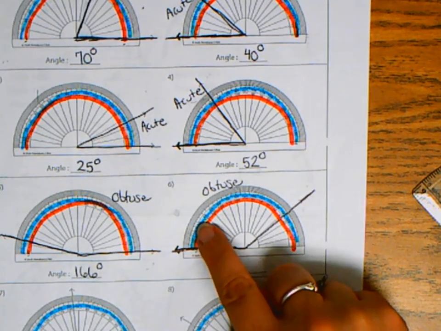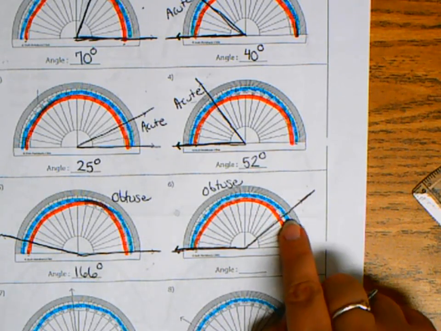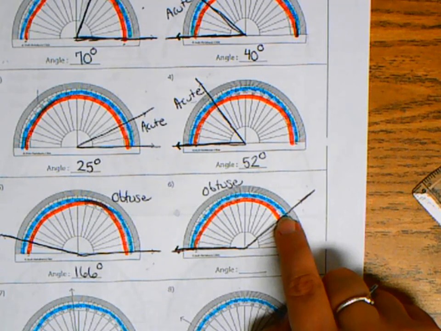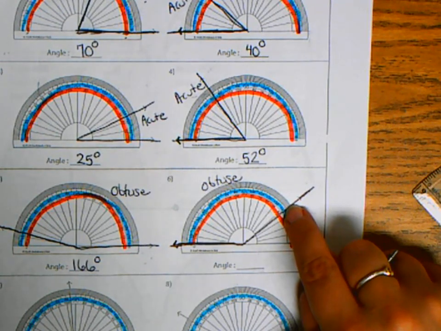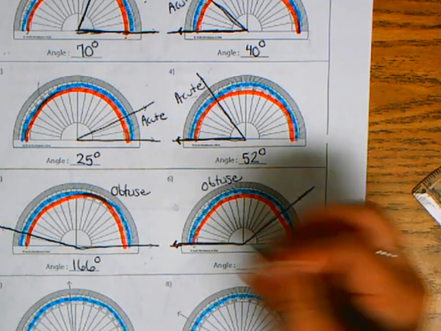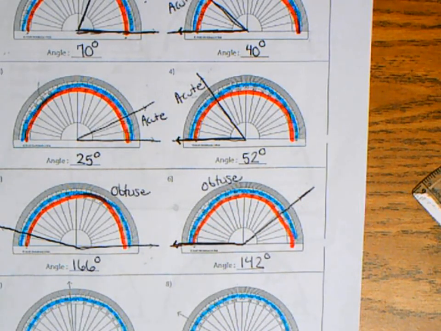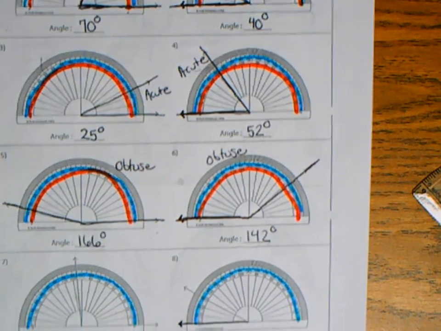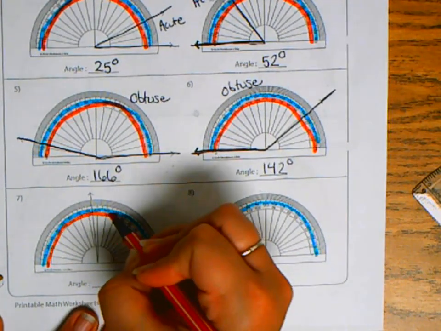So that's 10, 20, 30, 40, 50, 60, 70, 80, 90, 100, 110, 120, 130, 140, but I'm past the 140 mark. So then I have to count, and that's 141, 142. So this angle measures 142 degrees. Oh, I forgot my red lines here, so let me do that.